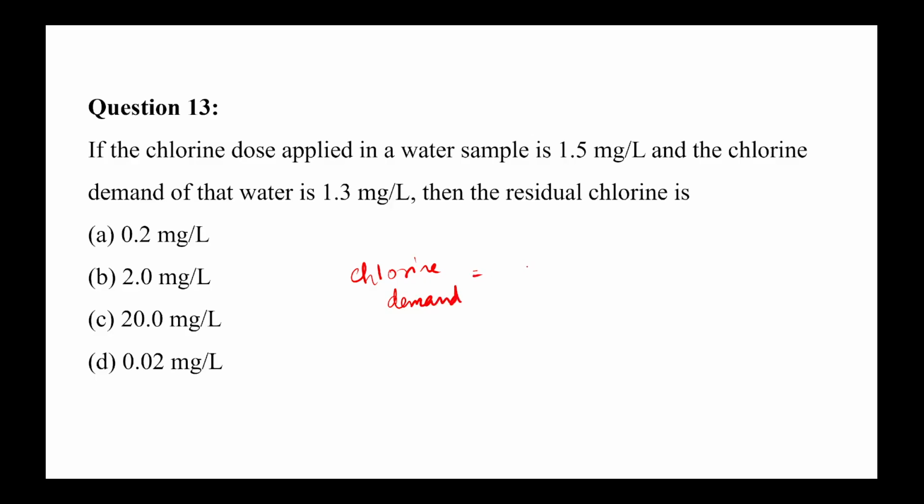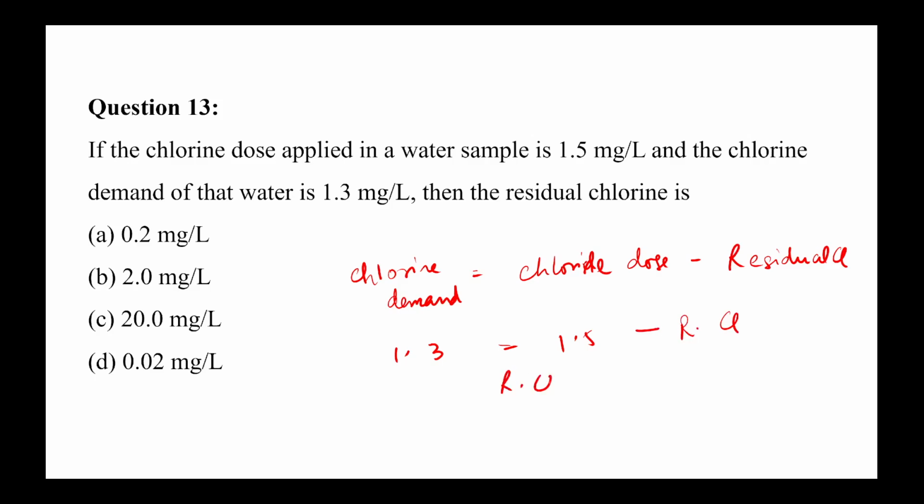Chlorine demand is written as chlorine dose subtracted by residual chlorine. Okay, so chlorine demand is given as 1.3 mg per liter, chlorine dose is given as 1.5 mg per liter, and residual chlorine is what we have to determine. So residual chlorine will be equal to 1.5 minus 1.3, that is 0.2 mg per liter.